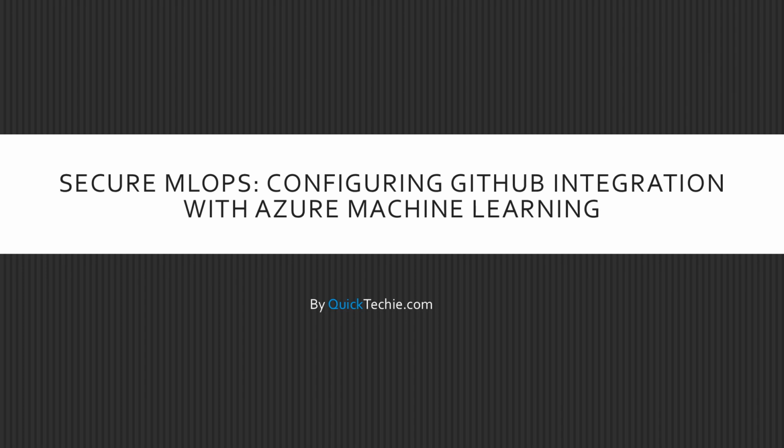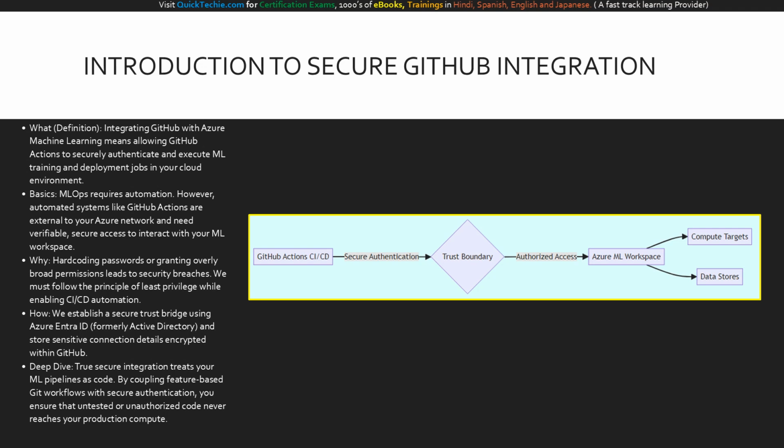Welcome, everyone. Today, we are exploring a foundational pillar of MLOps infrastructure, configuring GitHub integration with Azure Machine Learning to enable secure access. Let's dive into how we can automate our ML workloads safely and effectively. Let's begin with the core concept. Integrating GitHub with Azure Machine Learning is how we bring DevOps automation to data science.